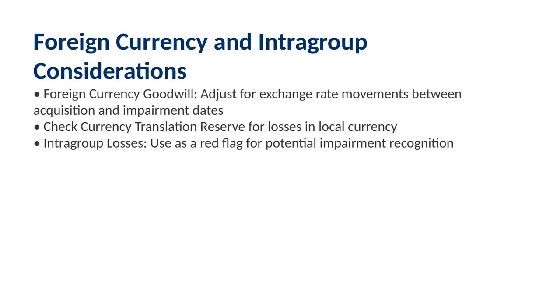There is a special twist if the goodwill is in a foreign currency. In that case, you need to check if any loss in the local currency needs to be adjusted from the currency translation reserve. This accounts for exchange rate movements from the date the goodwill was first recorded to the date the impairment was determined. Additionally, keep an eye on intergroup losses, as these can be a red flag indicating that an impairment loss needs to be recognized.